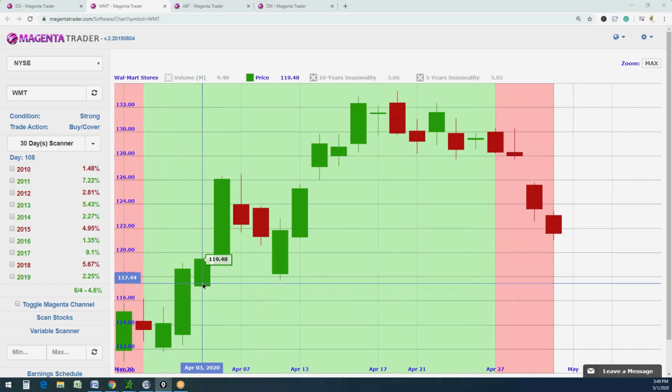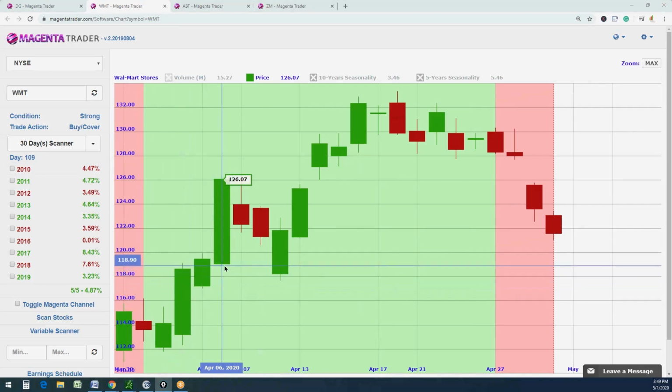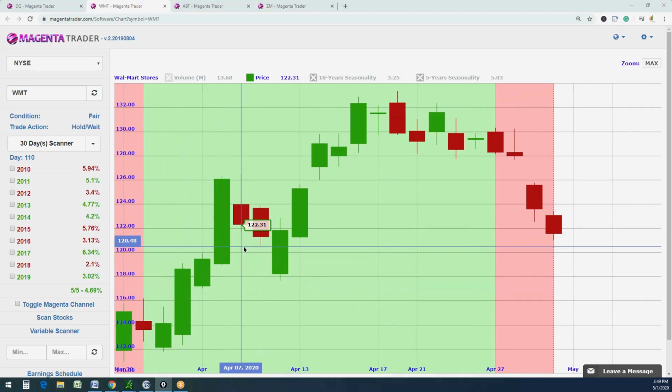market was still showing that it was strong for Walmart, and there was still more buying taking place, as well as April 6th. After that, we see our very first red candle, and when most people probably start panicking, wondering whether they should take their profits, should they be selling, Magenta simply suggested that looking at the important technical analysis data, all you have to do is just hold on, don't do anything.